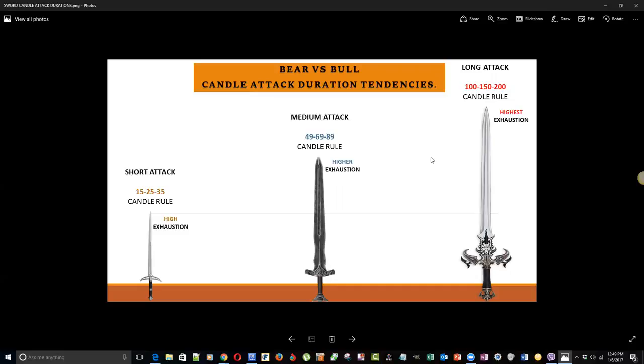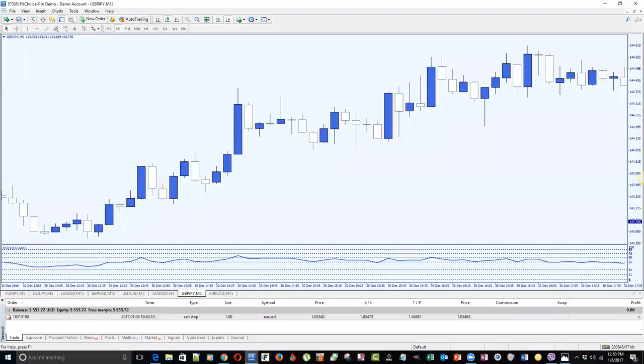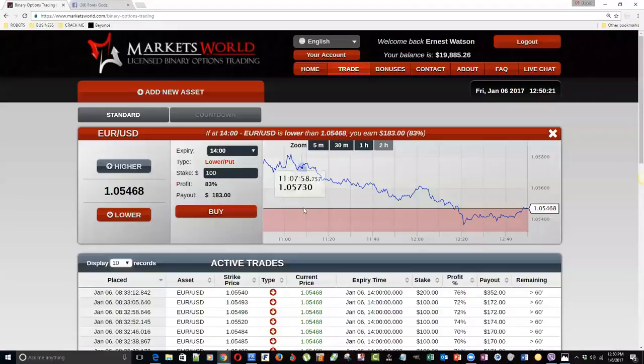Okay, so I got my candle exhaustion candle rule sword attack duration thing up here right now, and some people asked me to explain how this works, so I'm going to break it down for all of you guys who were trading Euro USD. I'm sorry if your stop loss got taken out by this gigantic spike. It happened and just took a lot of people out of the trade.